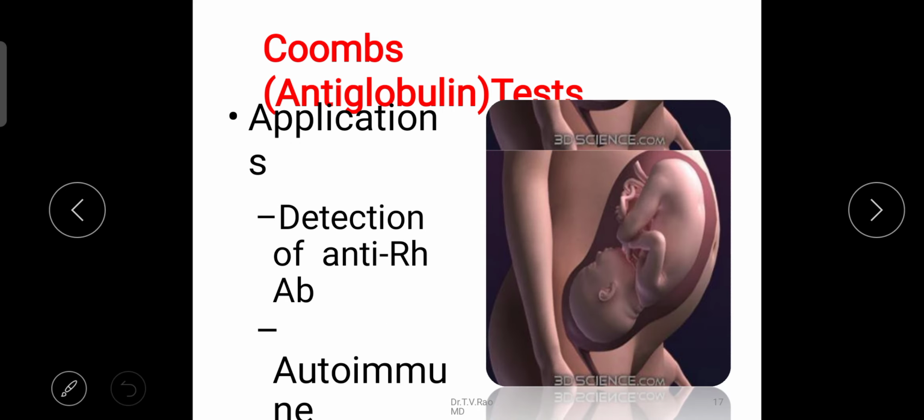And there is one more test, the Coombs or antiglobulin test, which is used for detection of anti-Rh antibody, or autoimmunity. Detection of anti-Rh antibody: in our blood group we have the Rh factor. Suppose your blood group is A positive; A is your blood group and positive is your Rh factor. In some cases, if the mother has a positive Rh factor and the baby is negative, or the mother has a negative Rh factor and the baby is Rh positive, then to find the anti-Rh antibody we will use this Coombs agglutination test.